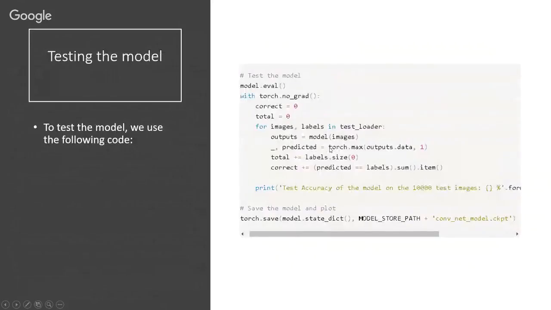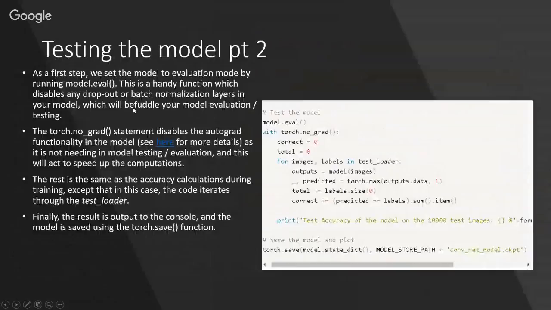To test the model, we use the following code. We use eval, test it out, work out how many we get correct in total, and print that out. As you can see, the first step is that we set the model with model.eval. This is a handy function which disables any dropout or batch normalization layers in your model, which would befuddle your model evaluation testing. The torch.no_grad statement disables the autograd functionality in the model. As it's not needed in model testing and evaluation, this will act to speed up computation.